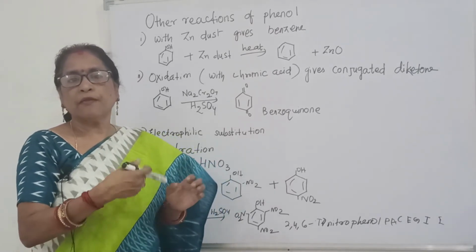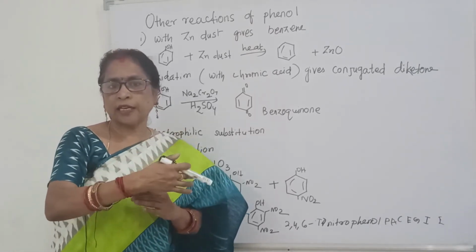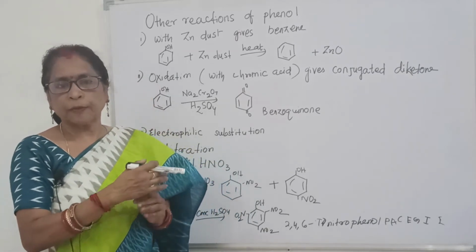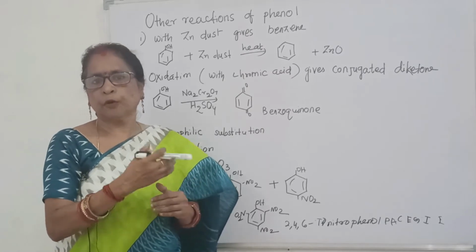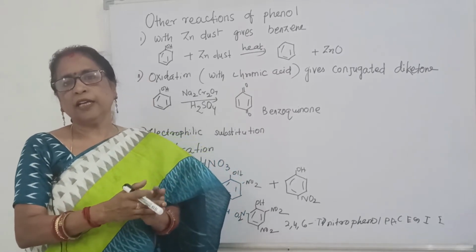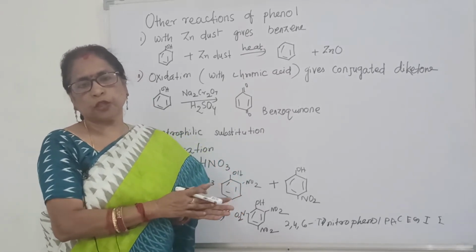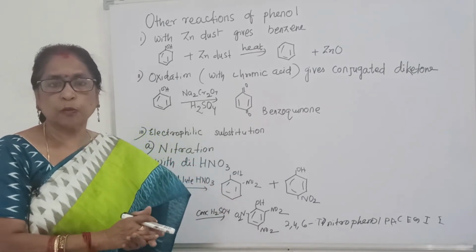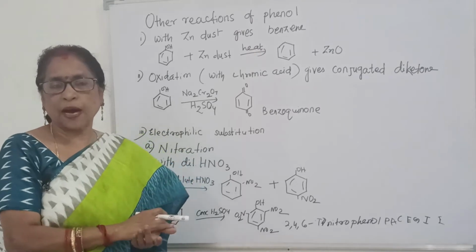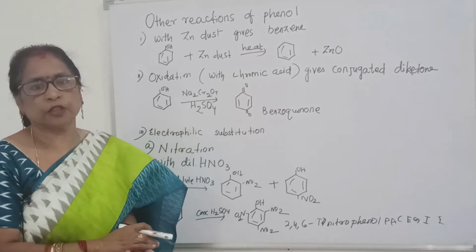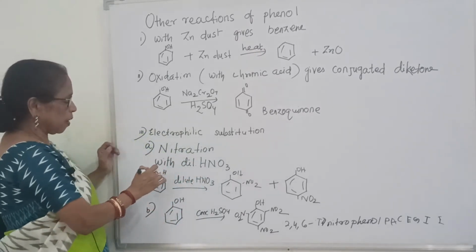That is why whenever an electrophile comes towards the benzene ring in phenol, the coming group, that is the electrophile, goes to the ortho position and para position. What is the ortho position? That is the 2 position, and here what is the para position? That is the 4 position with respect to the OH group of phenol.